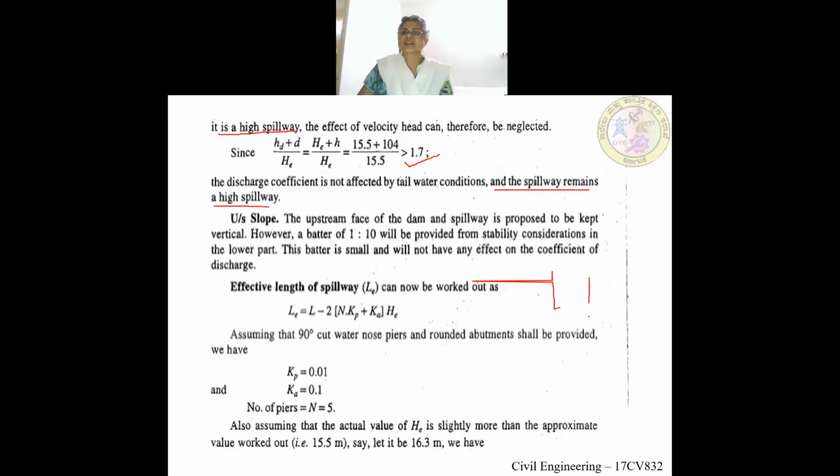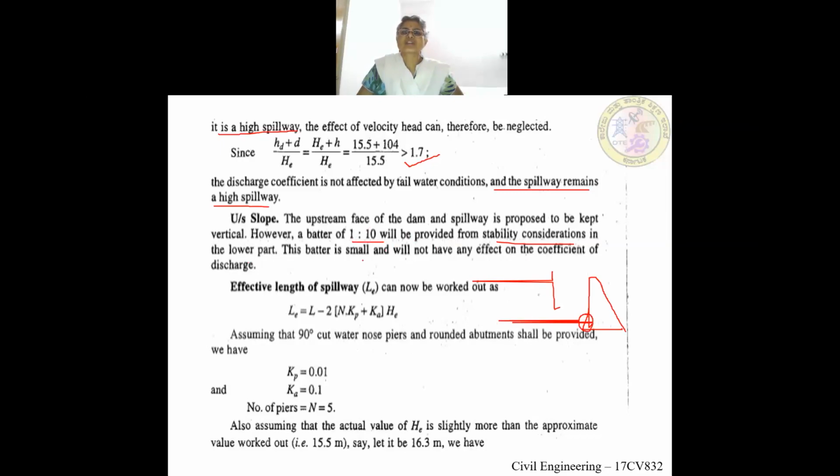Upstream face is vertical and the spillway downstream face will have a batter of 1:10 provided at the bottom for stability consideration. Whenever we discuss the design of gravity dams, when we studied the stability analysis of gravity dam, we said that some extra material is required here in order to improve the stability of the dam. Here also, a 1:10 batter is provided for stability at the lower part.